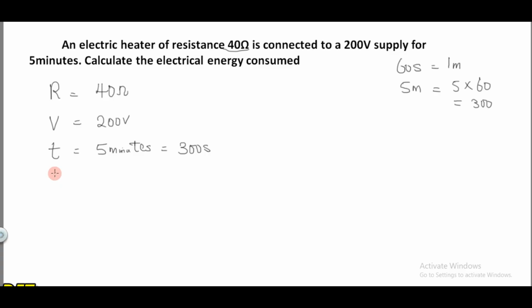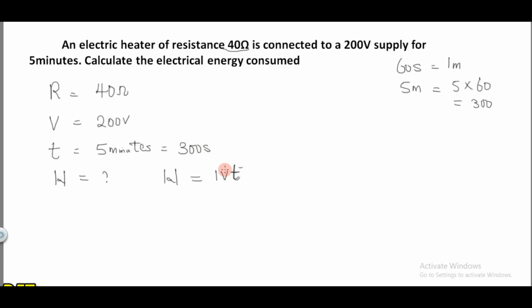Calculate the electrical energy consumed. So what I'm looking for is the electrical energy, which is the same as the work done. So that is what we're looking for. What is the formula for work done, or the formula for electrical energy? The formula for electrical energy is IVT, right? W is equal to IVT.